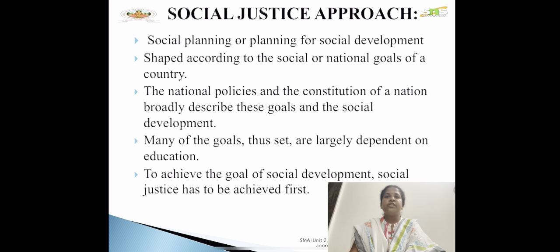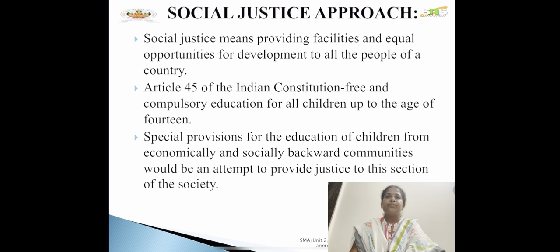Here comes the social justice approach. This approach emphasizes justice to the disadvantaged sections of society and is based on Article 45 of the Indian Constitution. It is also known as social planning or planning for social development. Many of the goals thus set are largely dependent on education. Hence, it becomes essential that the educational system should contribute to the achievement of these goals. To achieve the goal of social development, social justice has to be achieved first.